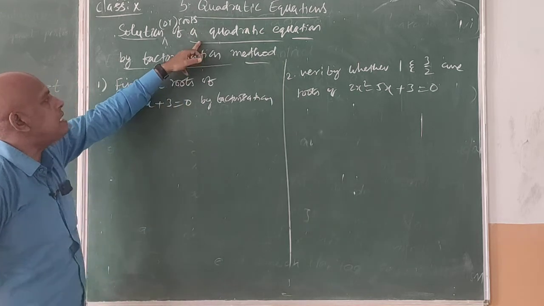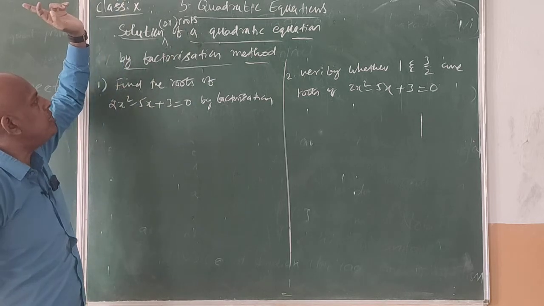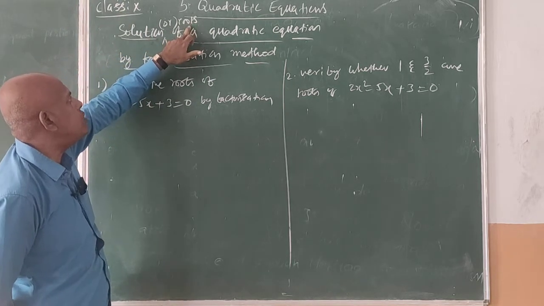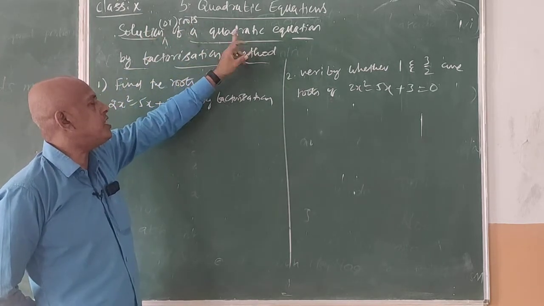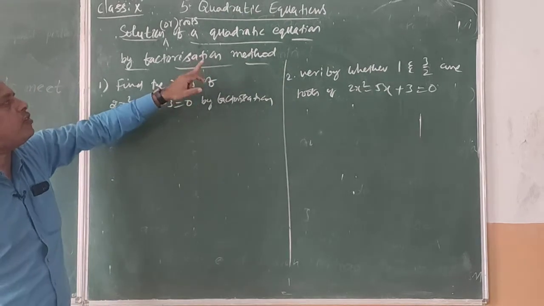In polynomials, as I said before in class, we say zeros. Here we can say solution or roots. Generally, we say roots; solution also we can say. So finding the solution or roots of a quadratic equation, there are three methods: one is the factorization method, the completing the square method, and the quadratic formula.